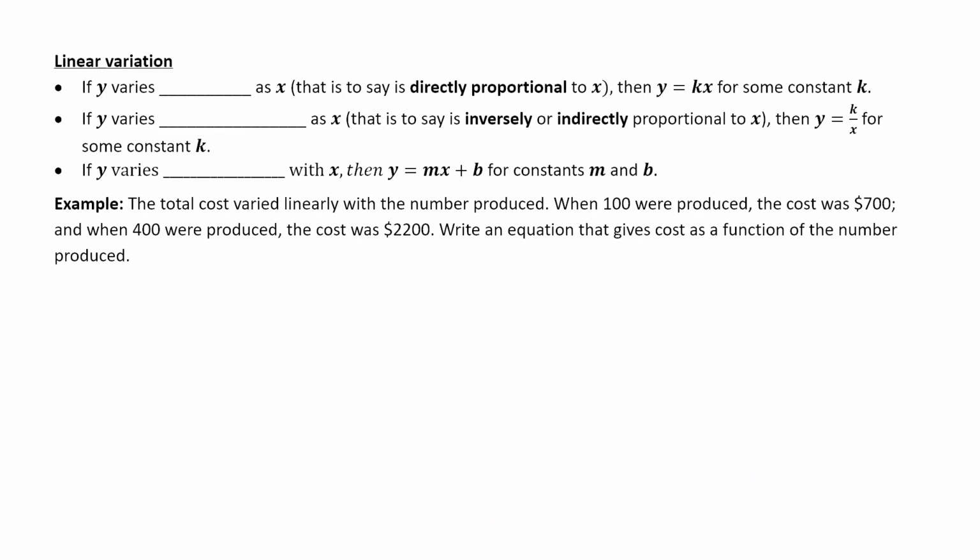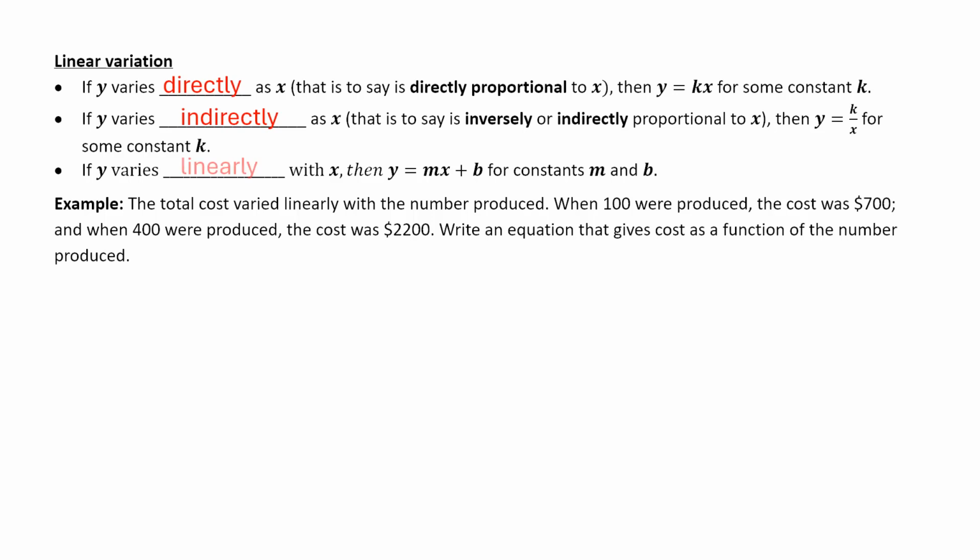linear variation. You remember that if y varies directly as x, that is to say, is directly proportional to x, then y equals kx for some constant k. That's what directly proportional means. We've done that. And if y varies indirectly as x, that is to say, inversely or indirectly proportional to x, then y equals k over x for some constant k. So we've done that before, direct and indirect variation.